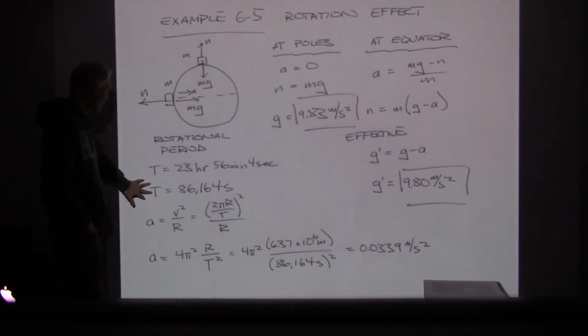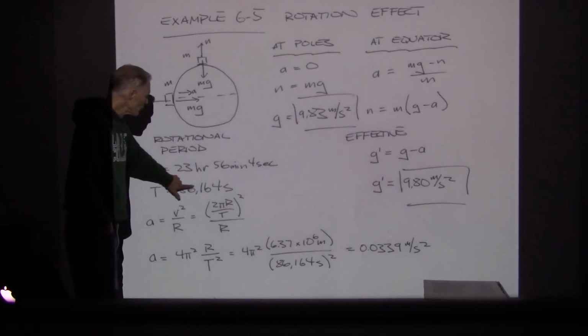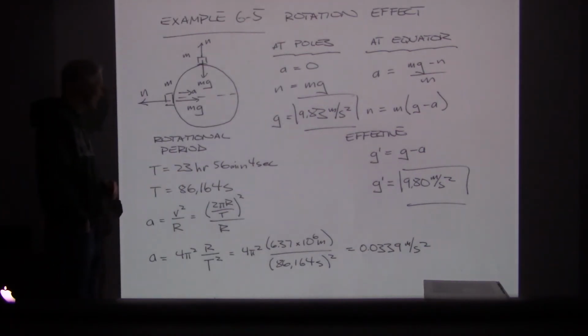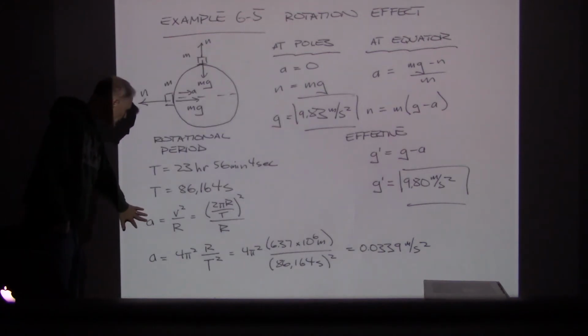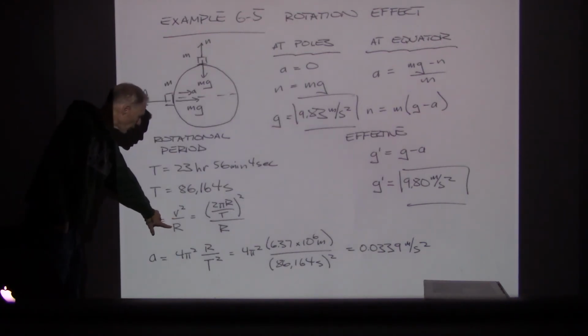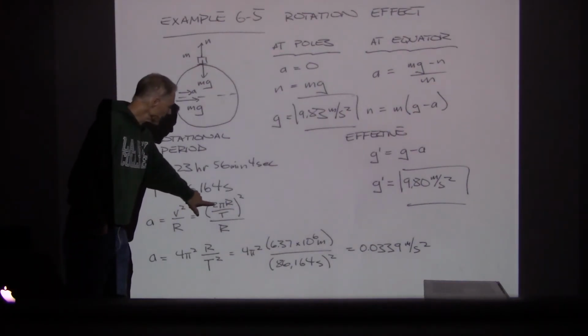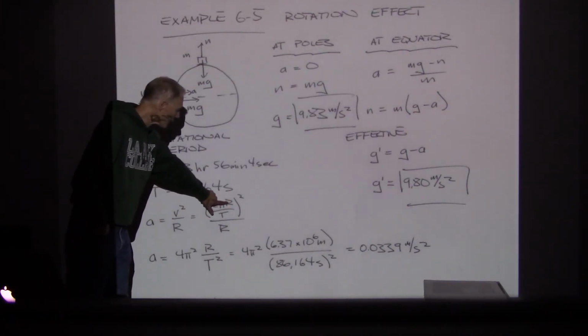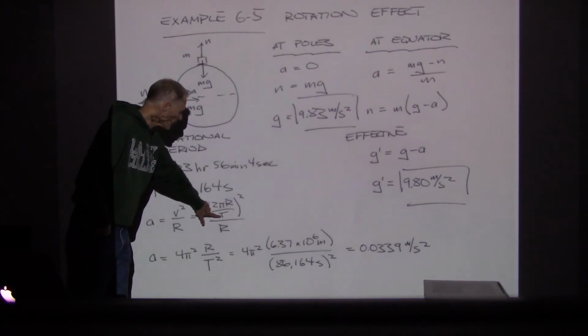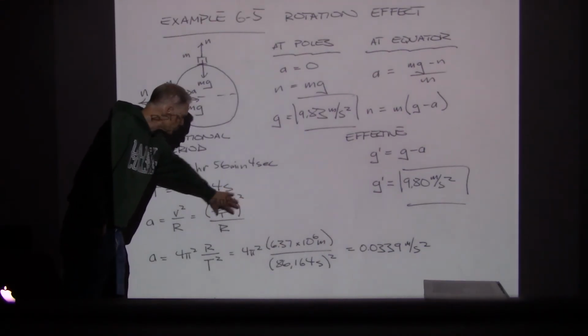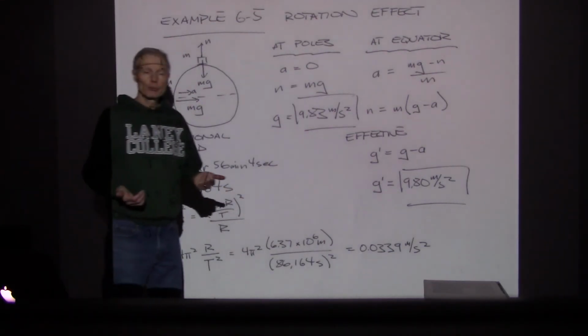So when we calculate the rotational period of the Earth, it's 86,164 seconds. Now, the acceleration would be given by v squared over r. Up until now, we've been saying that v could be calculated as 2 pi r divided by the period. So I'm going to plug that in and square it. I am going to come up with a new formula.